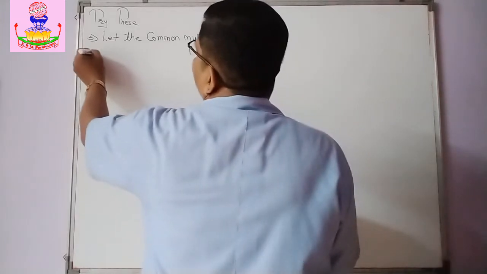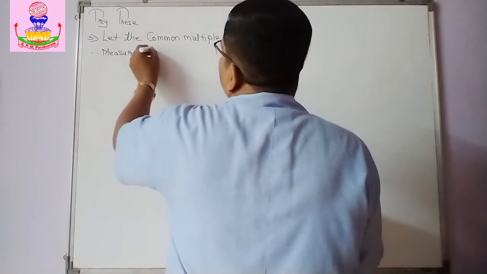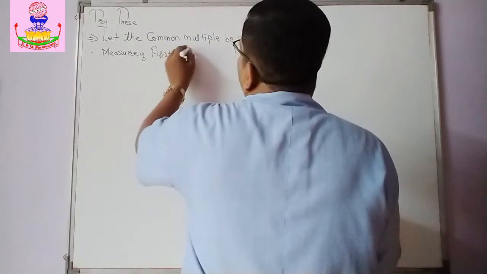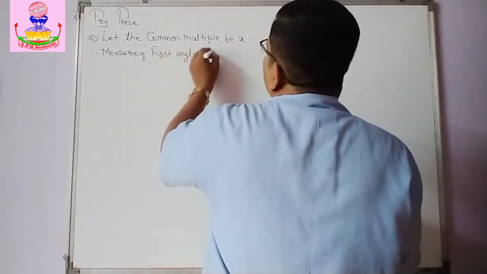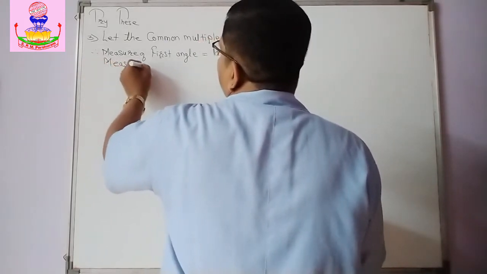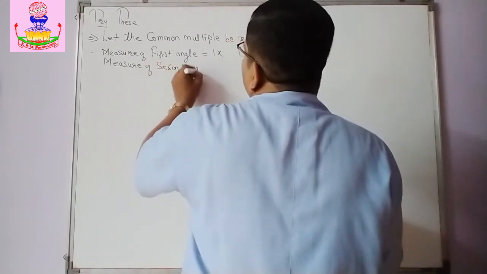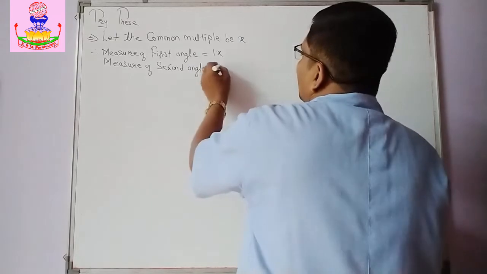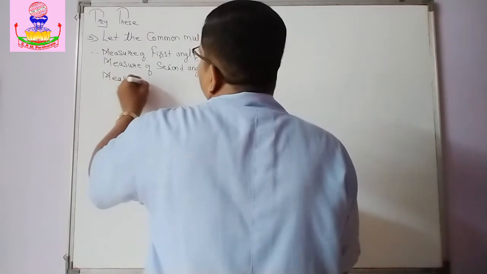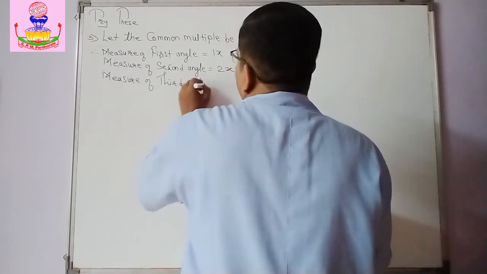Now, the given ratio is 1:2:1. So, the measure of the first angle, that is, the ratio is 1. So, it will be 1x. The measure of the second angle, it is 2, so 2x, and the measure of the third angle.